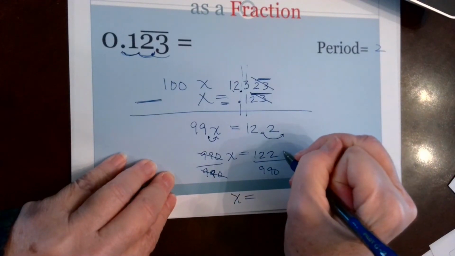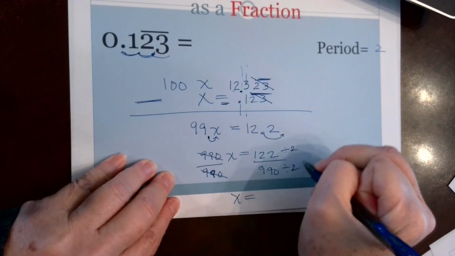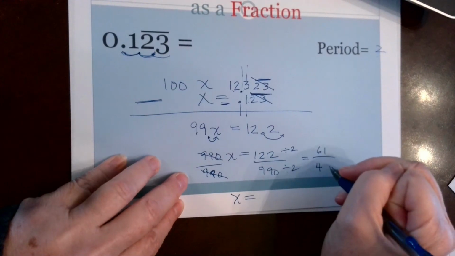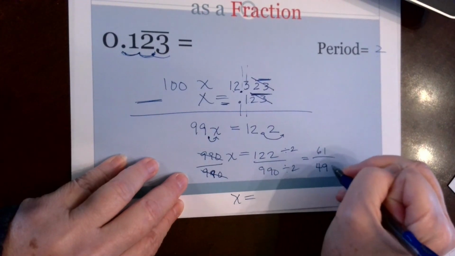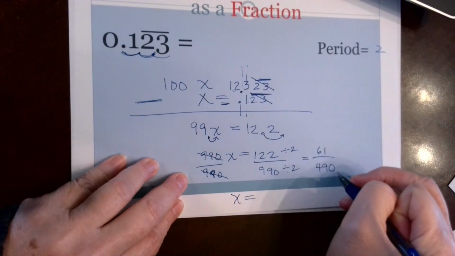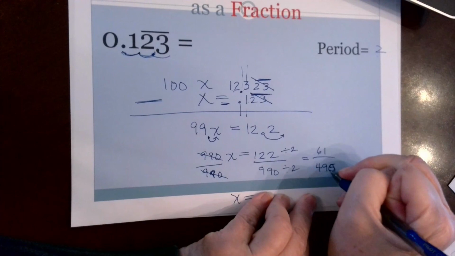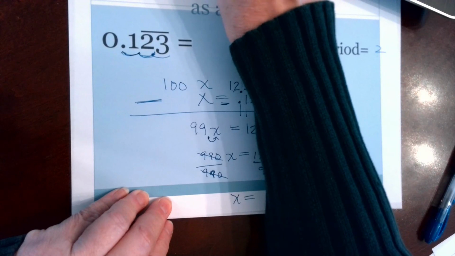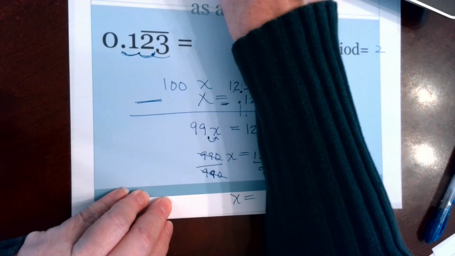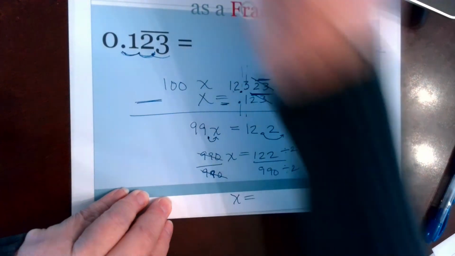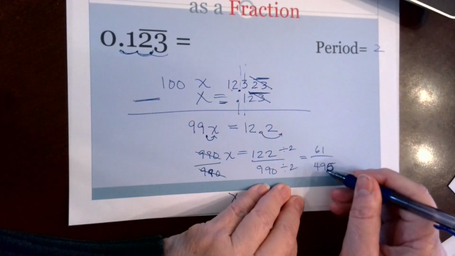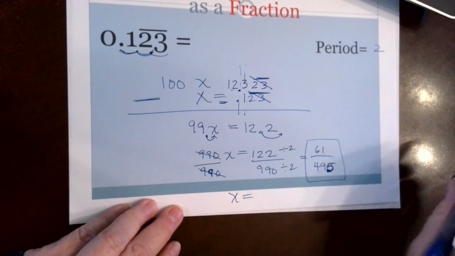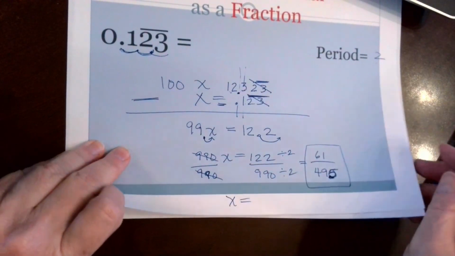That can be divided by 2 for sure. That gives me 61 over 4, trying to do this in my head, 9, 0, 8, 9. That doesn't sound right. I think there's a 5 here. Let me do it on the calculator. 990 divided by 2. Yep, 495 on top of 61. And if we've reduced it enough, that's our answer. 61 over 495.